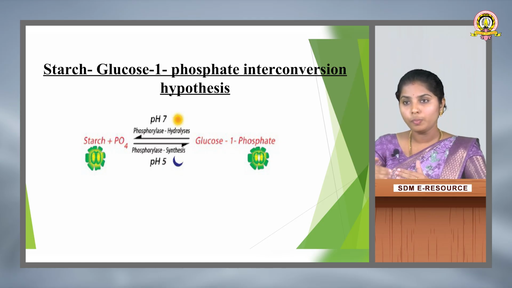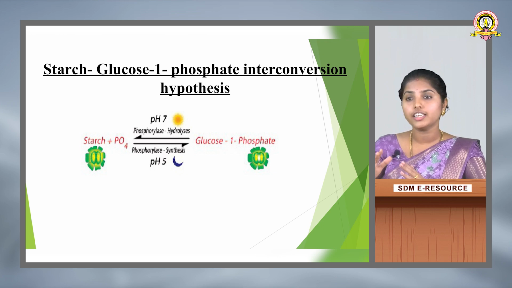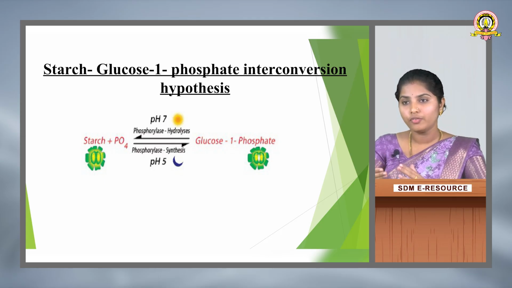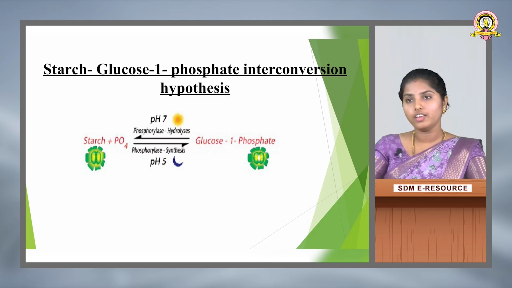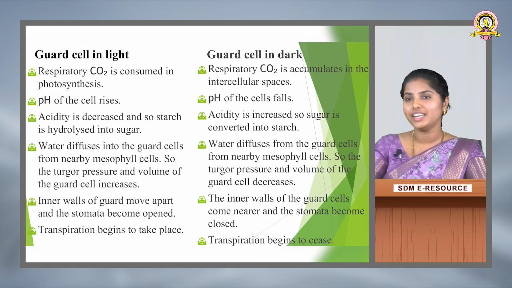And the low pH is due to the conversion of glucose 1-phosphate into starch, that is during night. Here, as there is no photosynthesis, more carbon dioxide is available for carbonic acid formation. So the stomata close and there is no transpiration.